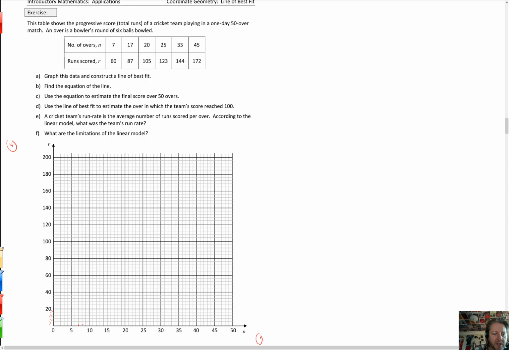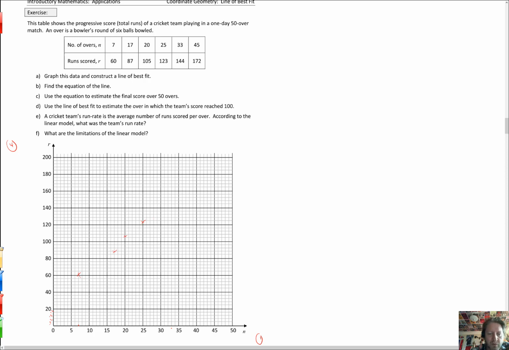So 7 overs with runs scored 60 is slap bang on there. 17 goes with 87, so 15, 16, 17 goes with 87. There's 80, there's 84, there's 88, so 87 is about there. Again, it's not fully accurate, we're doing the best we can. 20 goes with 105. There's 100, that'll be 104, and 105 will be just past that. 25 goes with 123. 25 with 124 is that, so 123 is about that.